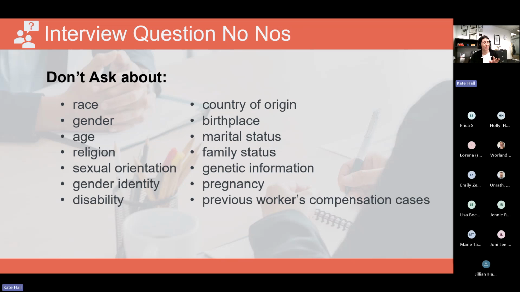So let's talk about what some of these are. These are from Title VII of the Civil Rights Act of 1964. There have been additional statutory updates.